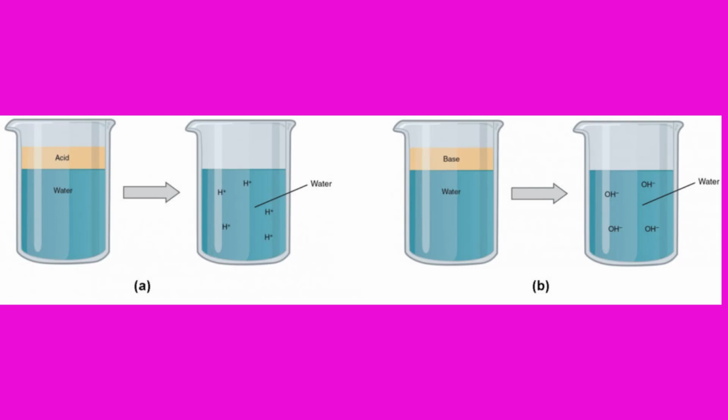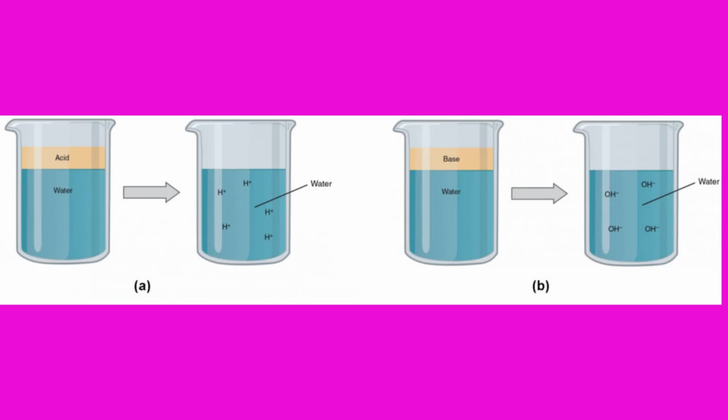This is a picture of acids and bases, and in figure A is an example of an aqueous solution. An acid dissociates into hydrogen ions and anions. Nearly every molecule of a strong acid dissociates, producing a high concentration of hydrogen. And in figure B, in aqueous solution, a base dissociates into hydroxyl ions and cations. Nearly every molecule of a strong base dissociates, producing a high concentration of hydroxide.